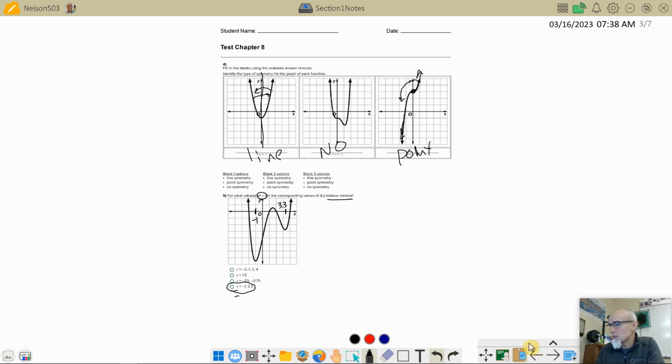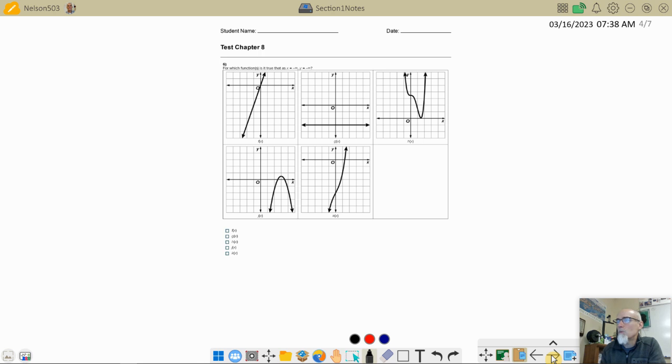On number 6, we've got which function has, as you go to the left, x approaches negative infinity, means as you go to the left, y goes down. So let's see here. This means down, and this means left. So I want an arrow on the left going down. That one does, that one does, and that one does. So it's F, whatever that letter is, and K. Is that a J right there? So J, K, and F.